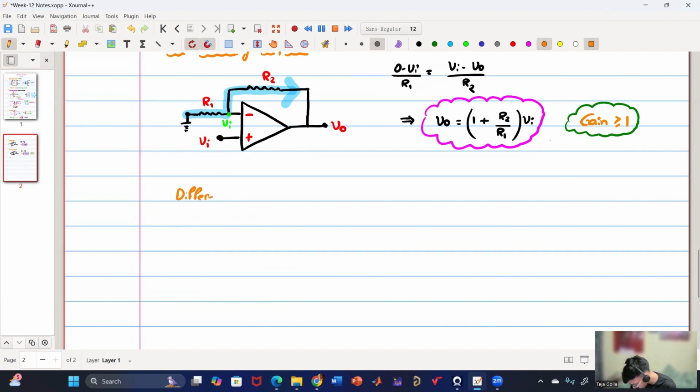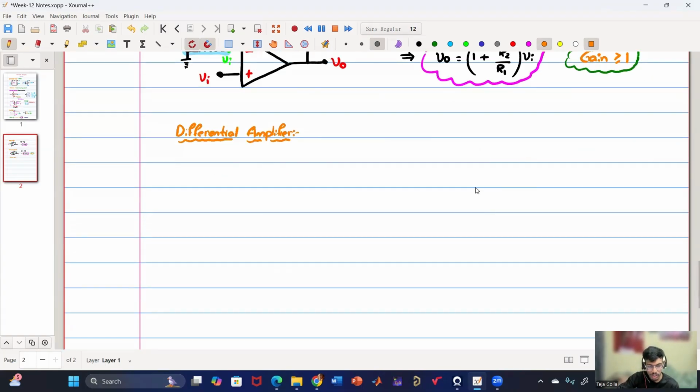So if you see the above two examples, the input is single-ended, which means we have a single input, either on the positive terminal or on the negative terminal, and the other terminal we have connected to ground. Now we are saying differential amplifier, so there will be two inputs, and the difference of them will be amplified. So let us see.